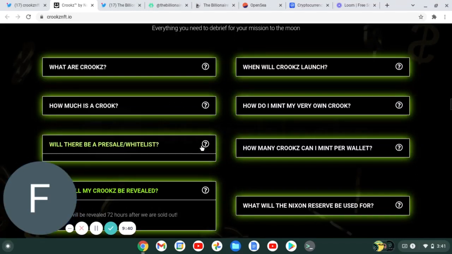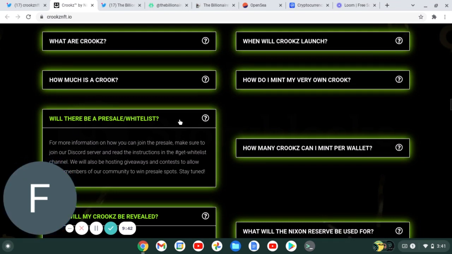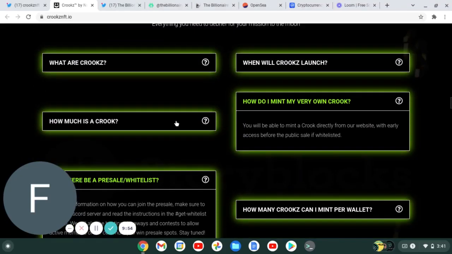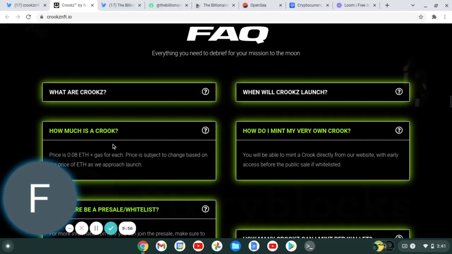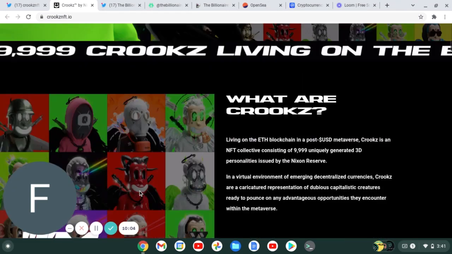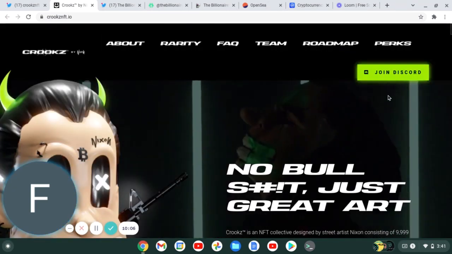Is there a pre-sale or whitelist? Obviously go to the Discord for that. You will be able to mint directly from their website, with early access before the public sale if whitelisted. They are currently going for 0.08 ETH for pre-sale. Price is subject to change based on the price of ETH as we approach the launch, so keep that in mind. It could be a quick flip already if just getting into the pre-sale.